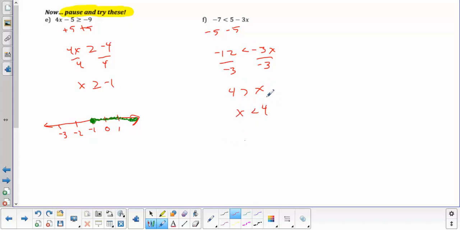Okay, once you do that, throw it on a number line. Couple points above it, couple points below it. Less than, since it is not equal to. Open circle, less than. There you go, done.